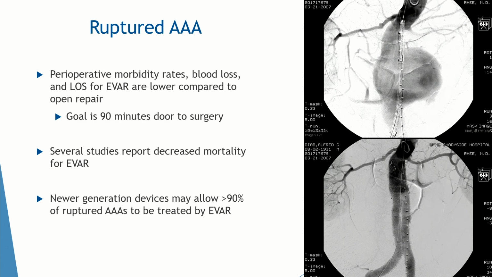The goal is 90 minutes door to surgery, and you can even get faster with that by putting in one of the aortic occlusion devices. Several studies report decreased mortality for EVAR, and the newer generation devices may allow for better than 90% of ruptured aneurysms to be treated by EVAR.